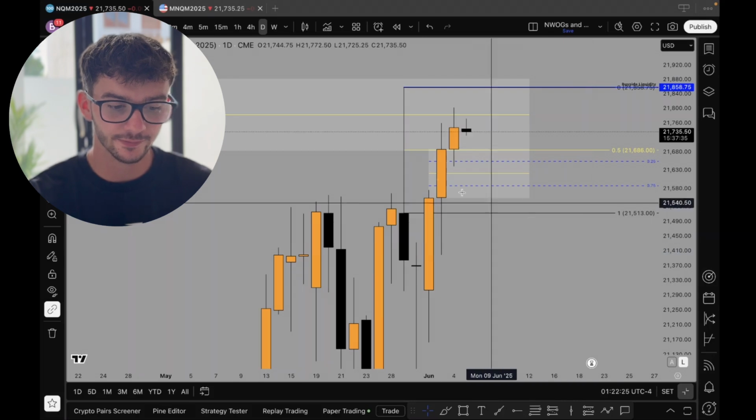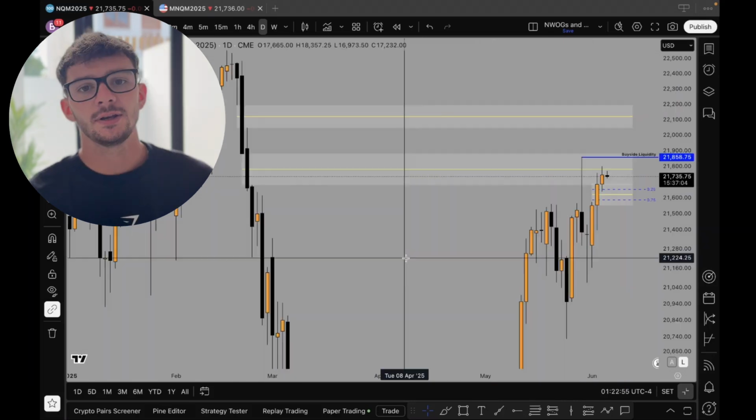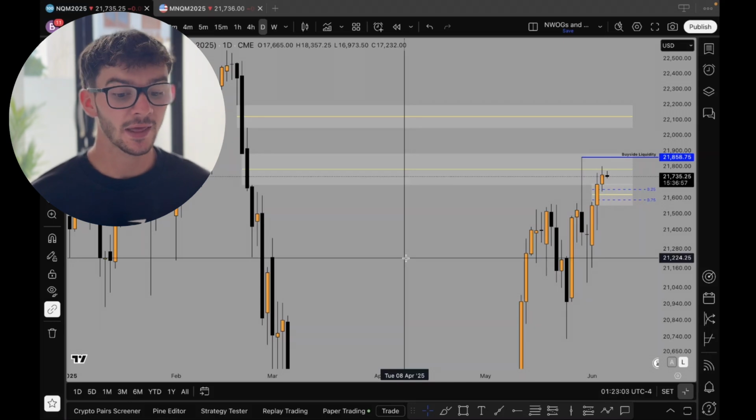And interestingly enough, that midpoint of the wick lines up with the high of that daily fair value gap. Now, daily bias isn't always going to be this simple and straightforward. It's not always going to be so obvious and clear to you where price is going. And that is perfectly fine.